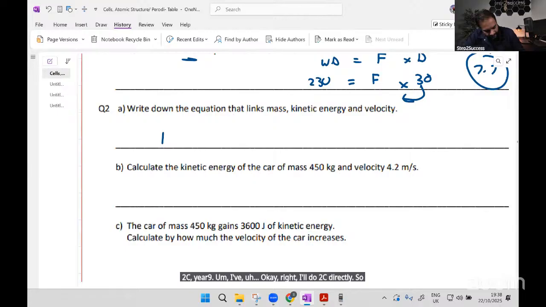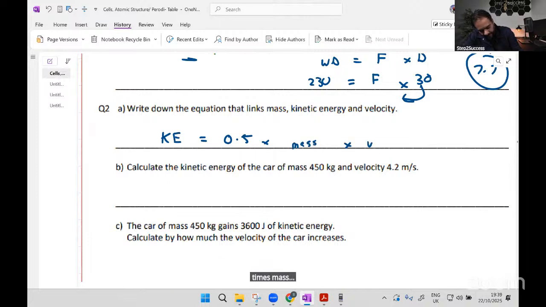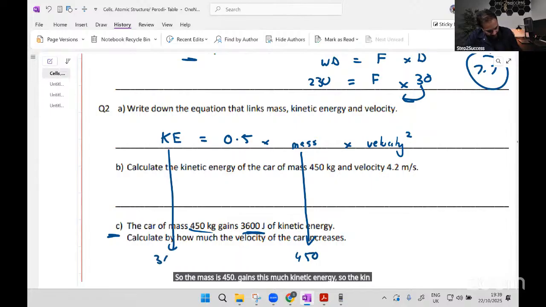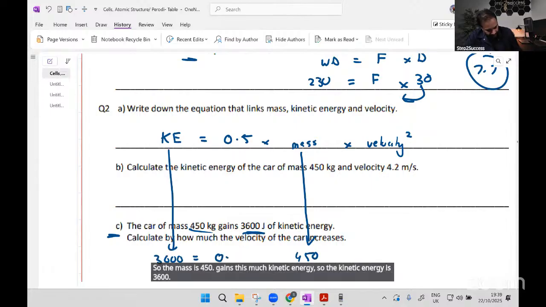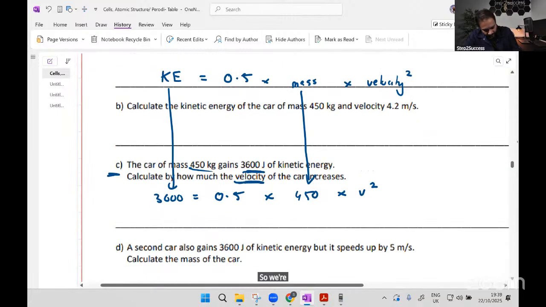So there is a formula on your formula sheet that says kinetic energy equals 0.5 times mass times velocity squared. That's important. The question in part C says a car of mass 450 kilograms, so the mass is 450, gains this much kinetic energy, so the kinetic energy is 3,600. The 0.5 is a fixed number. Calculate by how much the velocity increases. So we're going to work out what this v is in this question.